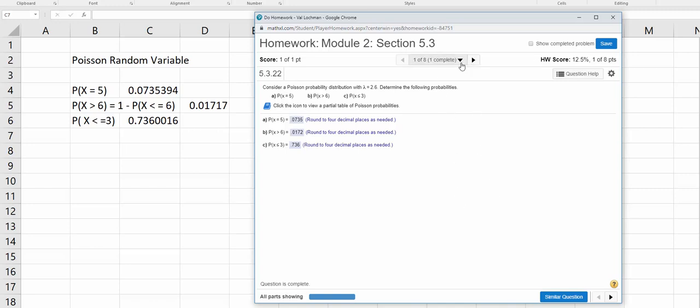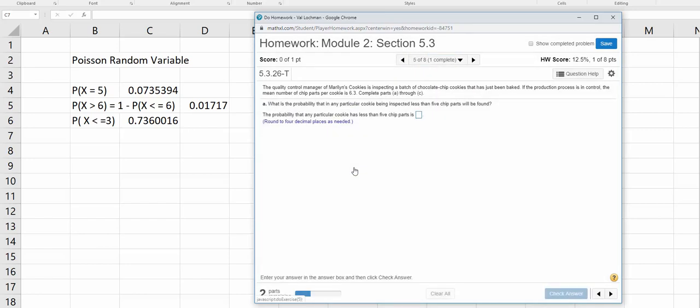Now I would like to take a look at problem 5. The quality control manager of Maryland's Cookies is inspecting a batch of chocolate chip cookies that has just been baked. If the production process is in control, the mean number of chip parts per cookie is 6.3. Complete parts A through C. What is the probability that in any particular cookie being inspected, less than 5 chip parts will be found?